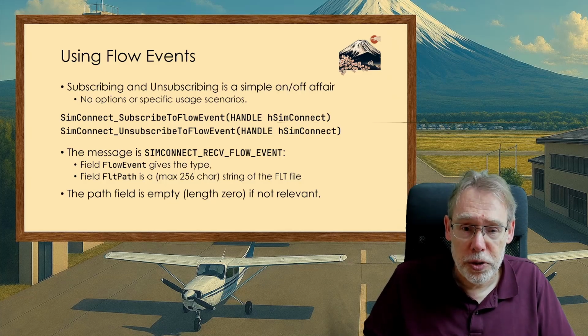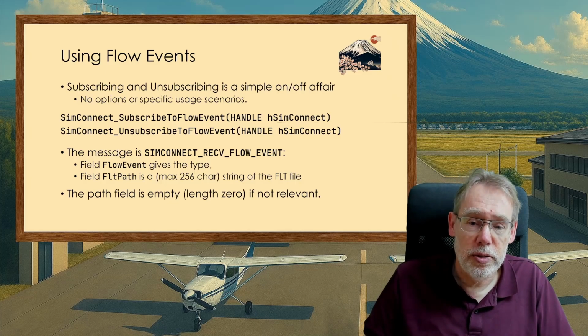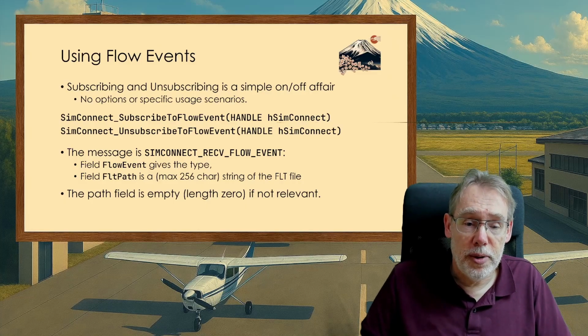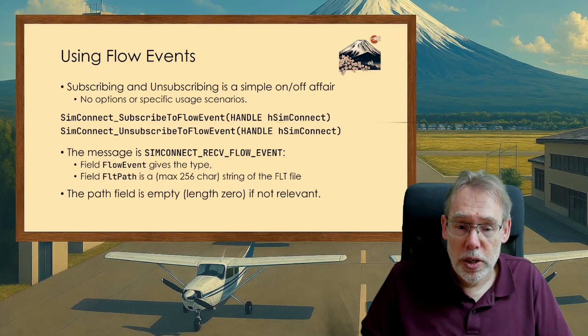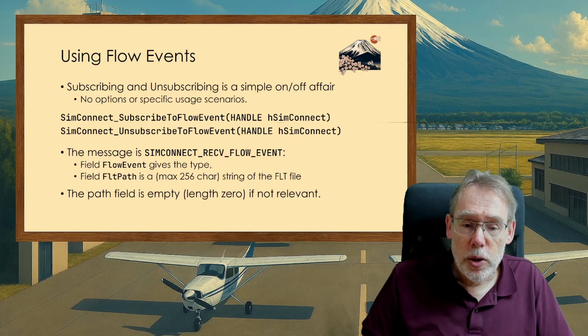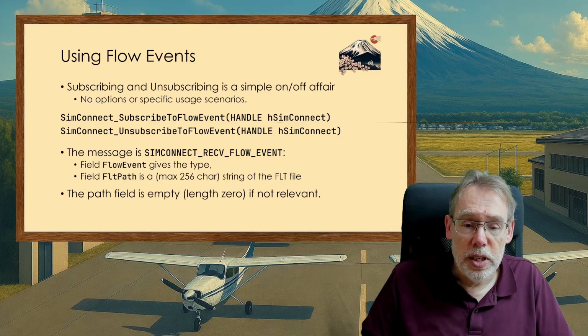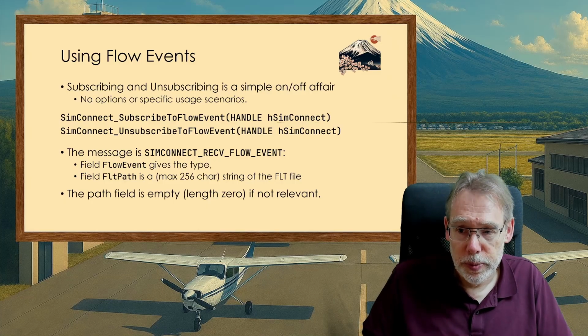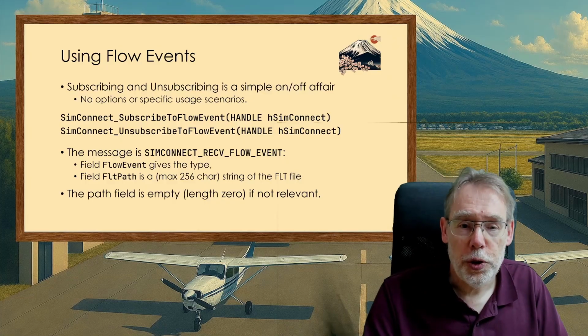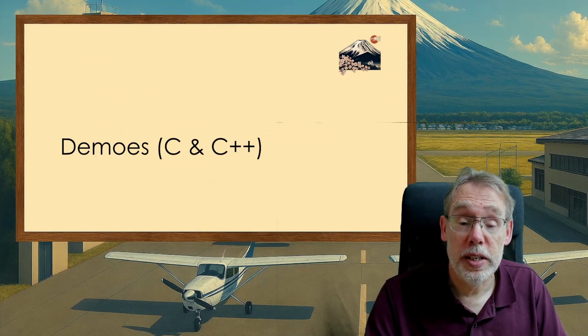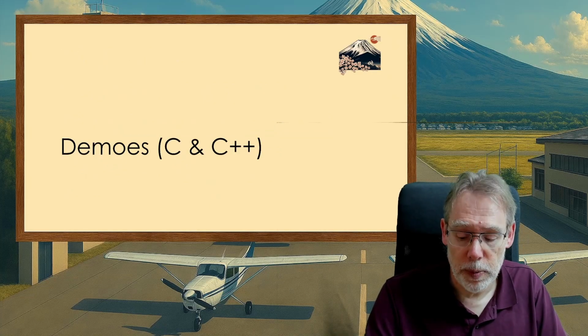And if you are subscribed, you get a SimConnect receive flow event message with two fields. One of them is the flow event, which is that specific block within the flow, and a flight path, which is for the two messages that concern loading flight files. All the other times, as far as I've been able to see, the path field is empty, so it has length 0. So this is pretty simple, and let's go and have a look how that looks in C and C++.